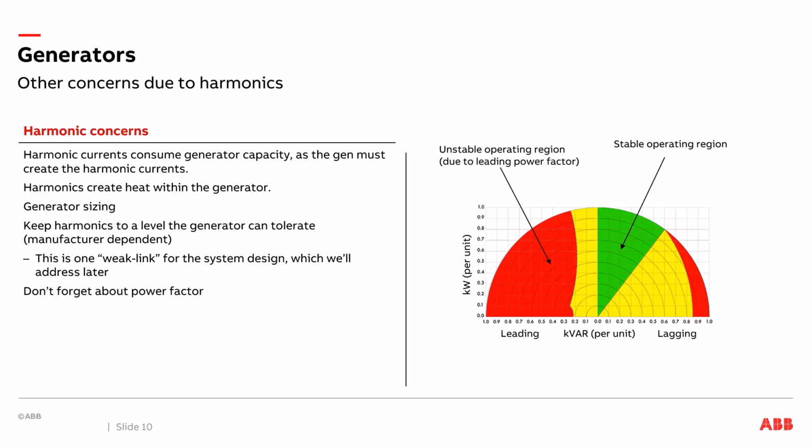Also, harmonics just create heat in generators. One of the negatives of harmonics is you get heat in transformers. Well, you've got the same thing going on when you've got generators. So then you end up having to size the generator larger in order to deal with the heat in order to produce those current harmonics.